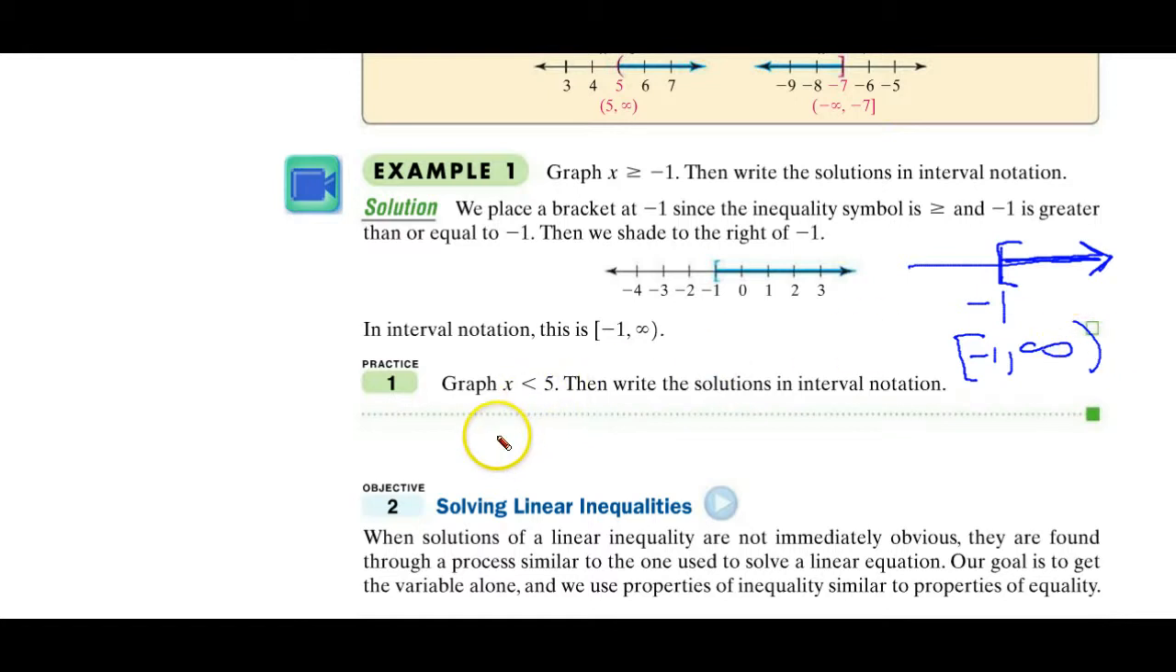And let's do this one. 5, less than, so it'll be a parenthesis facing to the left. And interval notation will be -infinity up to 5. But because there's no equal sign there, it's only a parenthesis. Okay?